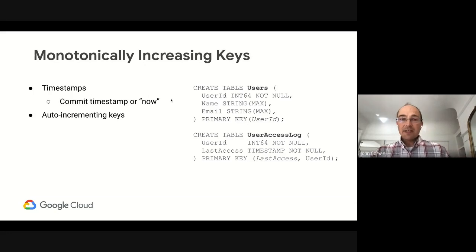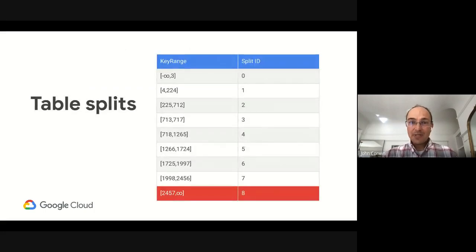In terms of patterns to be aware of, things like timestamps, which could include commit timestamps through Spanner's commit timestamp feature, or just a timestamp that you've supplied, or things like auto-increment keys are things to watch out for. So why is that? To answer that question, we need to review how Spanner works, how Spanner splits your data.